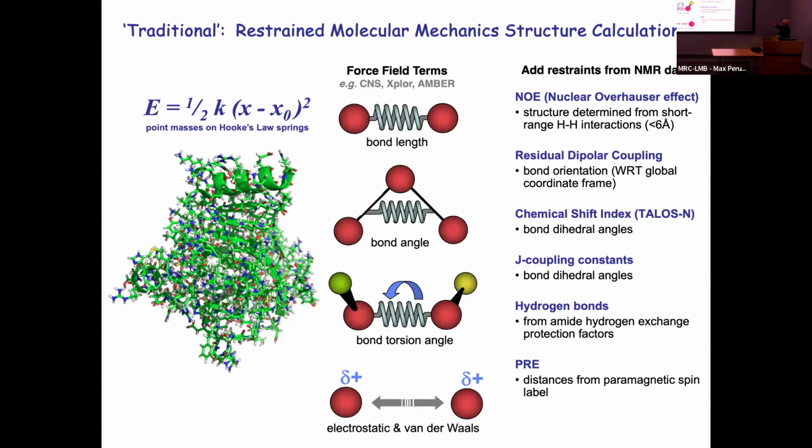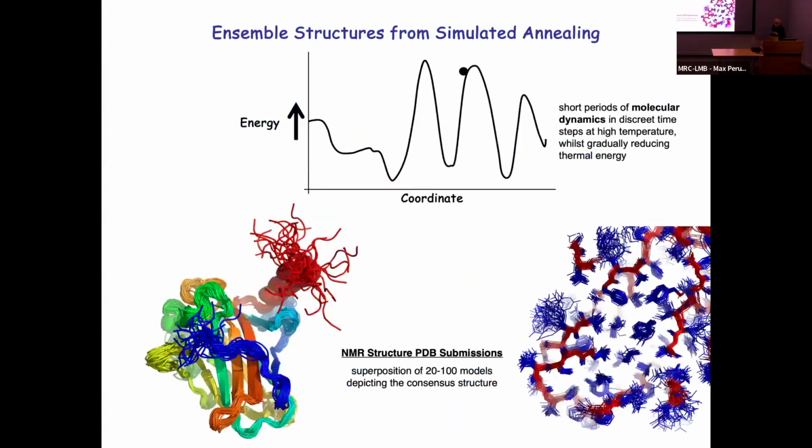Just to recap, it's the NOEs, the residual dipolar couplings, the chemical shifts, and what information they're giving us. We can use some J coupling constants, and we can identify hydrogen bonds that we can put in as restraints, and paramagnetic relaxation enhancement distances as well. So we put all of that into the system, and what we would expect to see at the end is a structure that has no violations at all from the experimentally measured restraints.